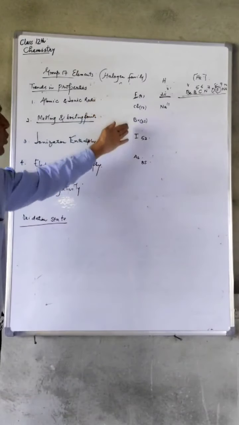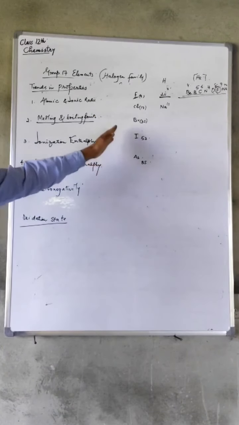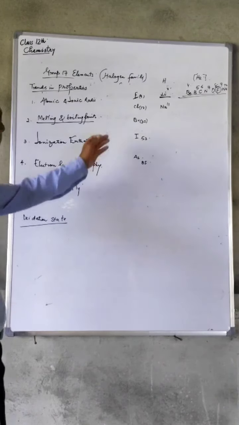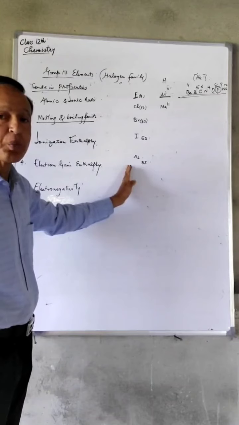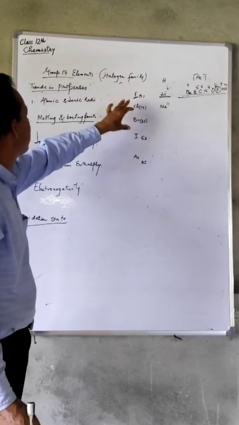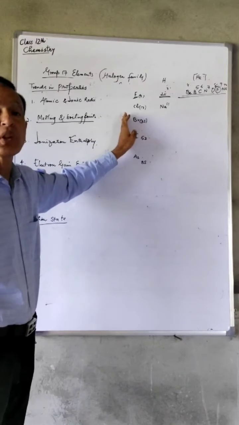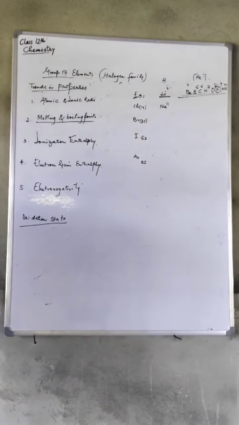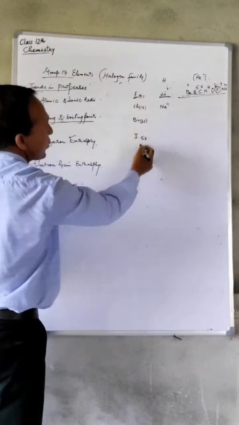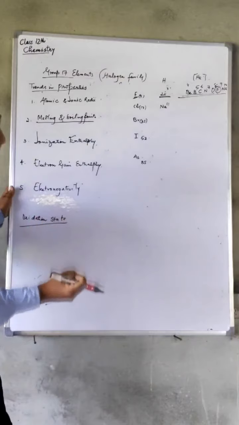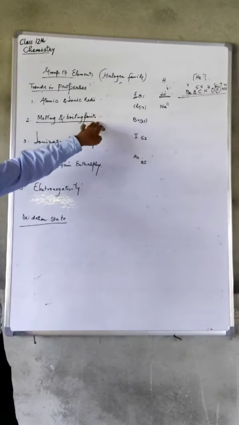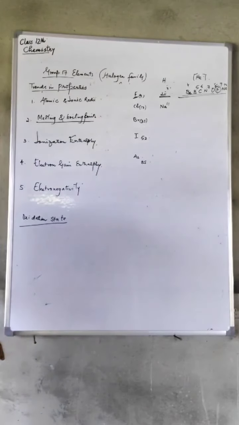As we move down the group, their melting as well as boiling points increase because their atomic number increases down the group, or we can say this melting as well as boiling point is due to the intermolecular force of attraction, which increases down the group. This is why their melting as well as boiling point increase down the group.